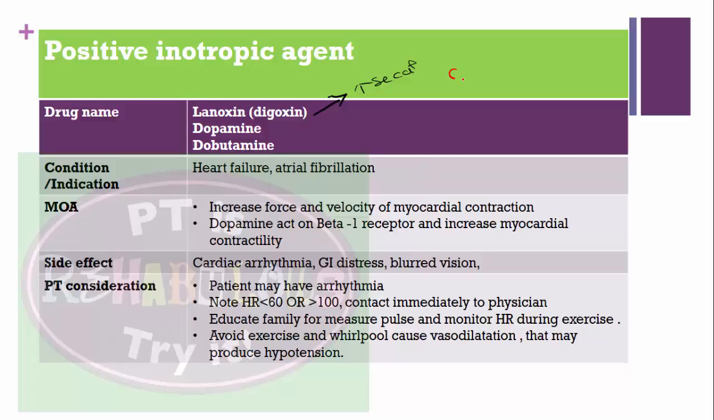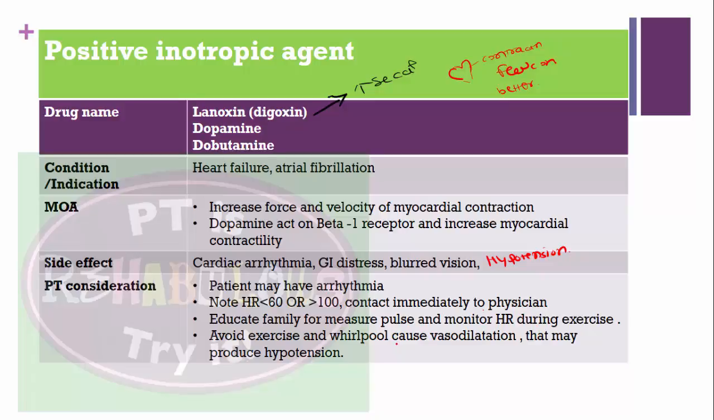If your heart is contracting less, at that time it will help you to increase contraction. It will give you fewer contractions but better ones. Dopamine acts on the beta 1 receptor and increases myocardial contractility. The main side effects are GI disturbances, hypotension and cardiac arrhythmia. If the patient has arrhythmia, note their heart rate. If it is less than 60 or more than 100, contact their physician immediately. It may be fatal for this patient.